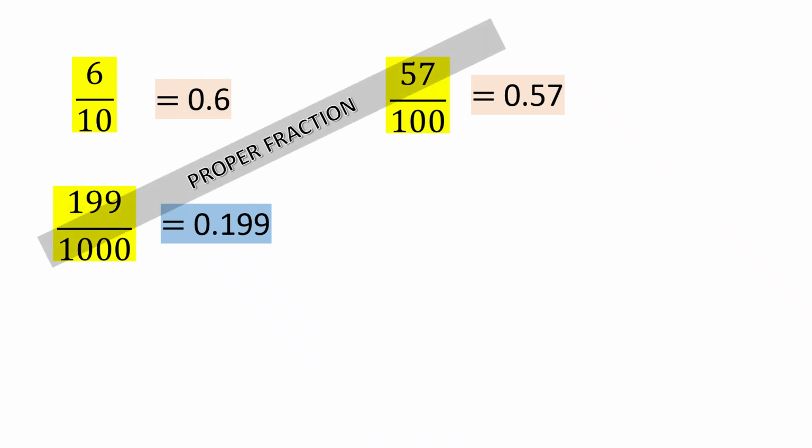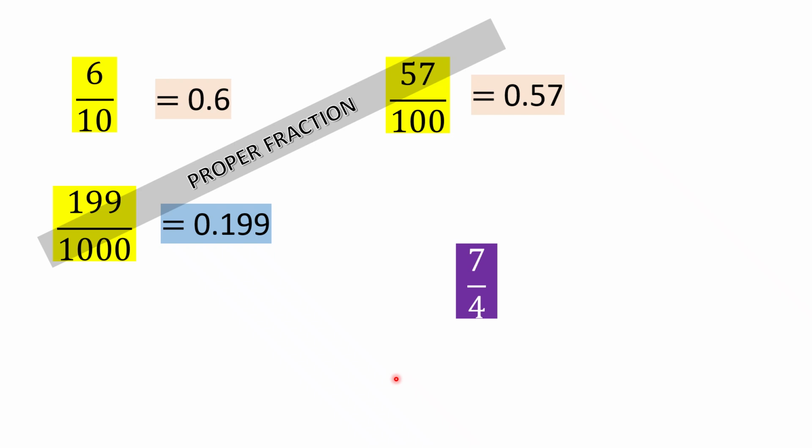So look at a pattern. All these are proper fractions. 6 upon 10, 57 upon 100, 199 upon 1000. Whenever you have a proper fraction with denominators like 10 or multiples of 10 like 100, 1000, 10,000, whatever, you will just use this pattern or shortcut to convert the fractions into decimal.